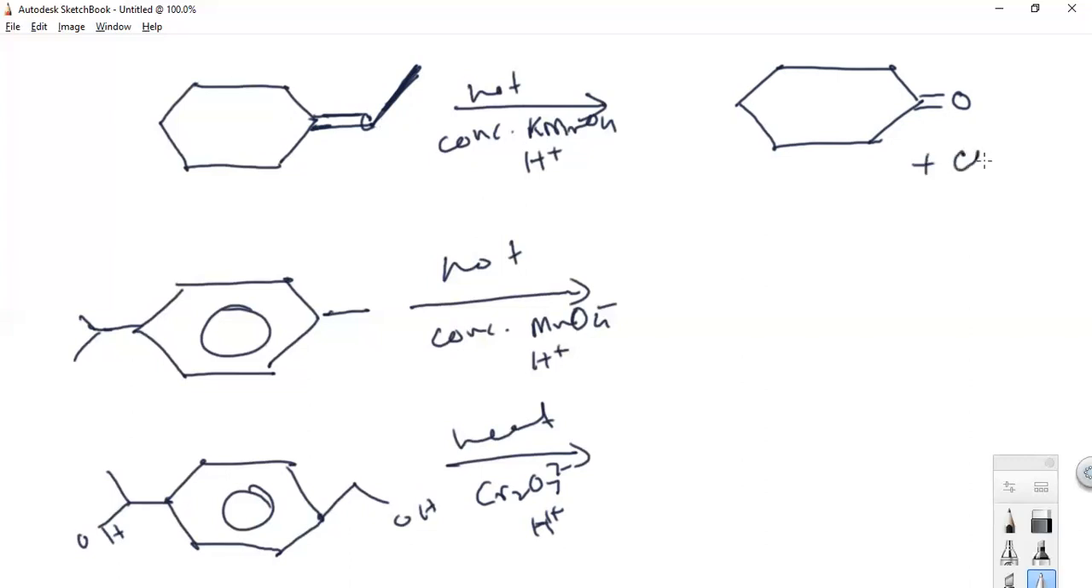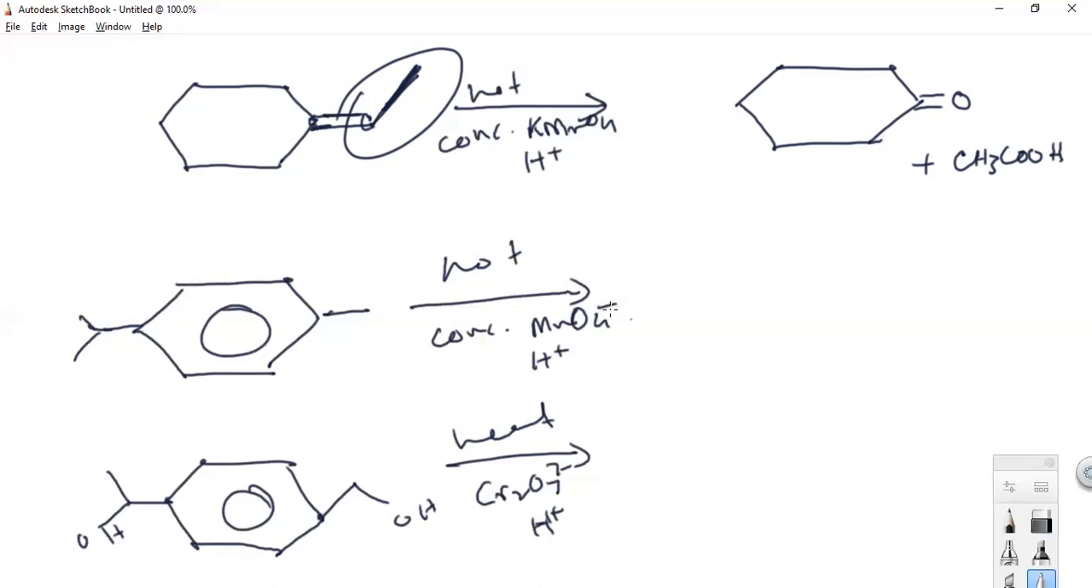So CH3COOH. This is the carboxylic acid for this part, because this carbon is bonded with a hydrogen and an alkyl group, and this carbon is bonded with, here is an alkyl, here is an alkyl. So that will form a ketone.